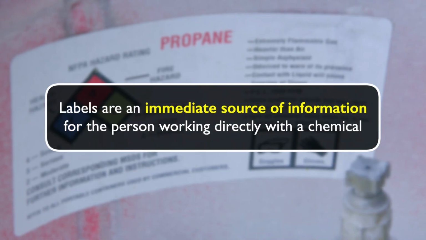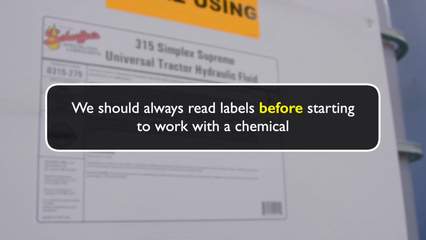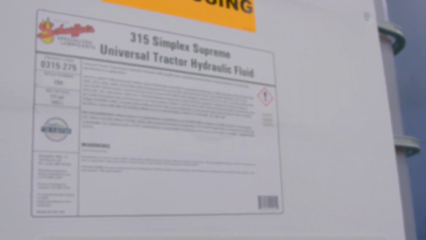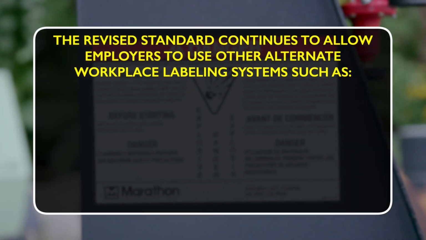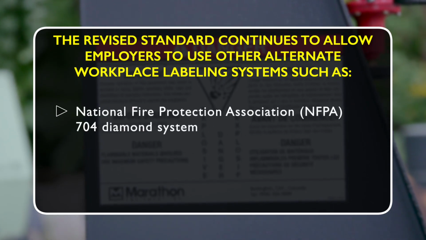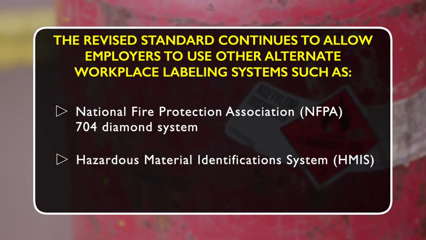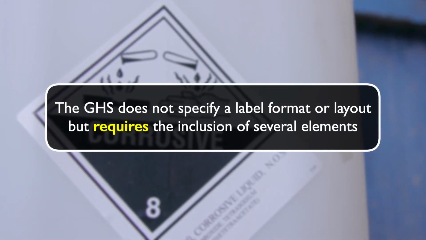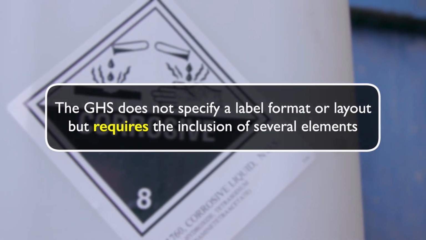Labels are an immediate source of information for the person working directly with a chemical. We should always read labels before starting to work with the chemical. The revised standard continues to allow employers the flexibility to use other alternative workplace labeling systems, such as the National Fire Protection Association 704 Diamond System or Hazardous Material Identification System. The GHS does not specify a label format or layout, but requires the inclusion of several elements.